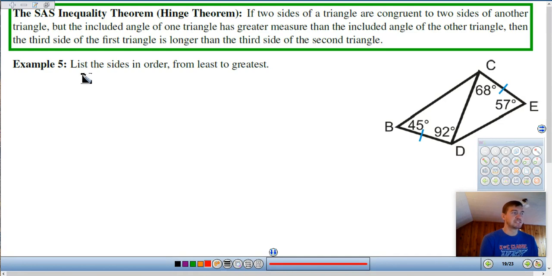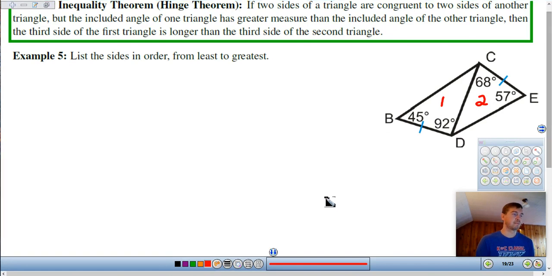So here we're supposed to list the sides in order from least to greatest. And I see that I have two triangles with a shared side. And what I'm going to do is break this down into those two triangles. I'm going to first figure out what is the shortest side in triangle 1. From least to greatest, we do shortest, then the next one, then the longest side. And then we're going to do the exact same thing for the second triangle. So let's see here. Triangle 1.